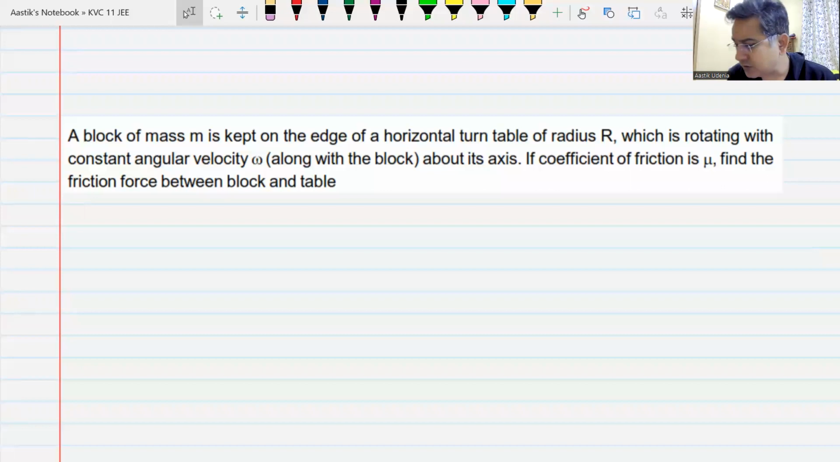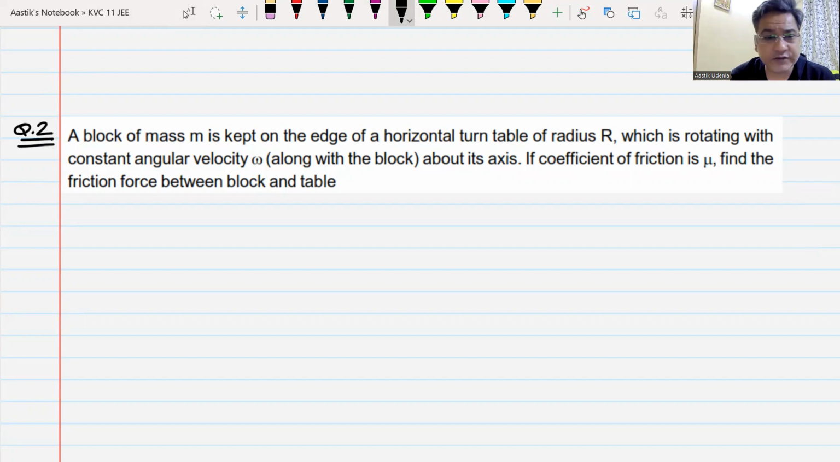Well, then we move on to the next question. I hope that you can do better with this question. A block of mass m is kept on the edge of a horizontal turntable. What is a turntable? A turntable is a table that can turn. This turntable is rotating with a constant angular velocity omega, together with the block.